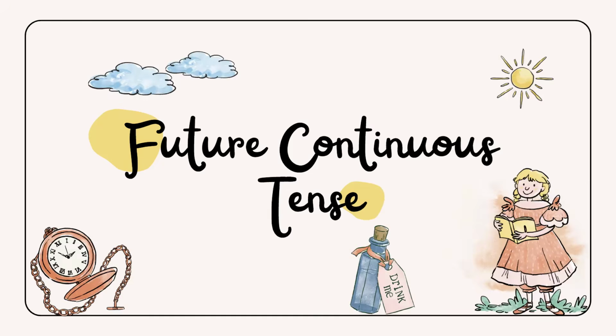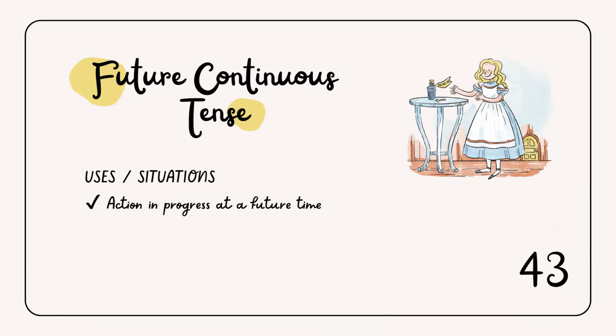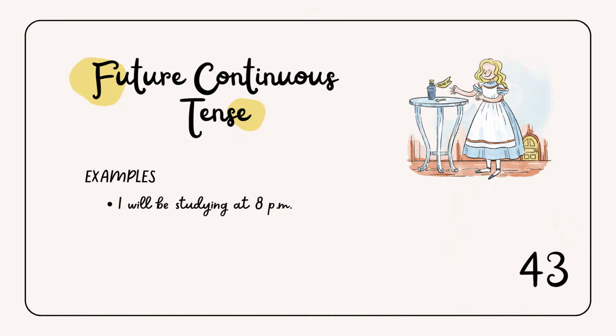Now moving on to future continuous tense. This tense shows an action that will be in progress at a specific time in the future, and the structure is subject plus will be plus verb plus ing. Let me be more clear about this future continuous tense. Here, the action is going to be in progress at a future time. For example, I will be studying at 8 p.m.